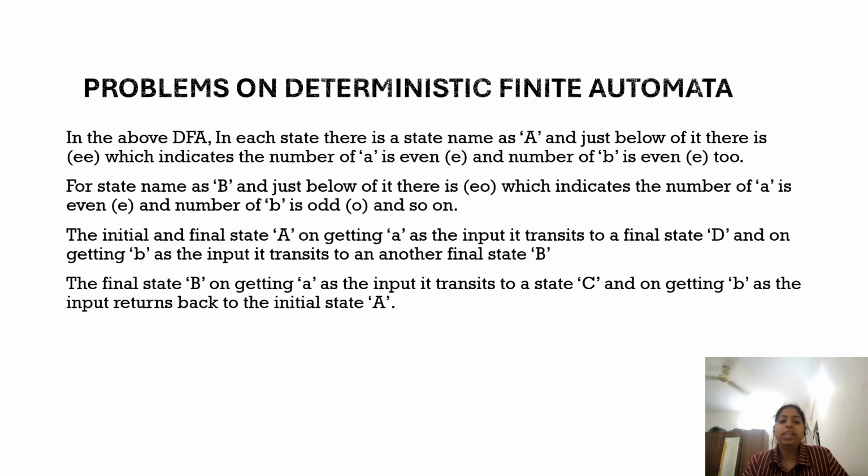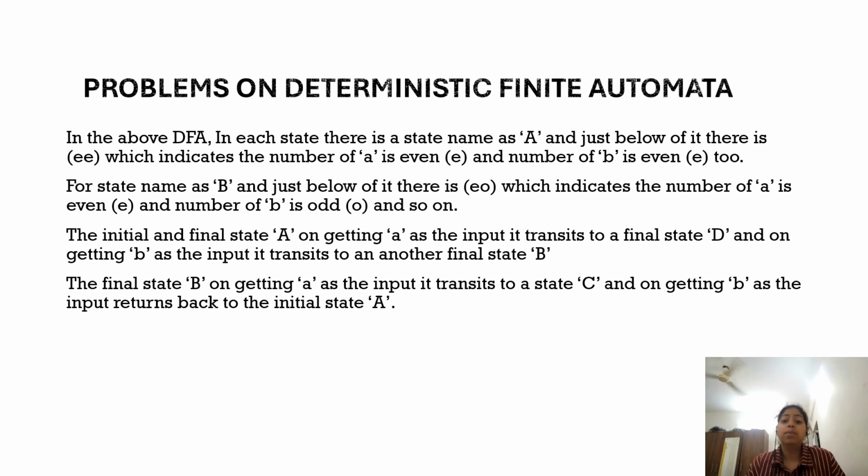In the above DFA, in each state there is a state name, A. Just above it there is EE, which indicates the number of a is even and the number of b is even too. For state B, just above it there is EO, which indicates the number of a is even, the number of b is odd, and so on. Initial and final state is A.